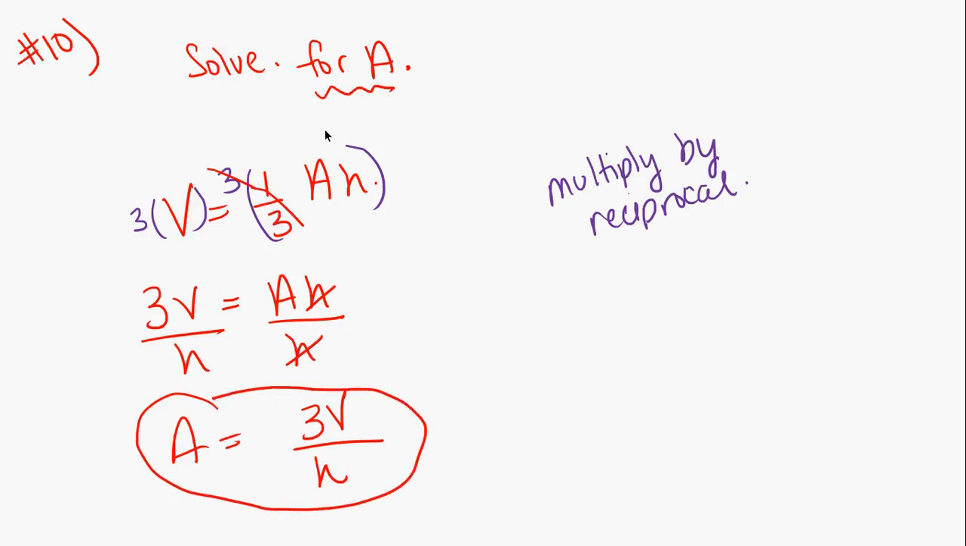Remember, if it says solve for A, your goal is to get A alone. None of the other variables matter. You just want to get those on the other side of the equation.